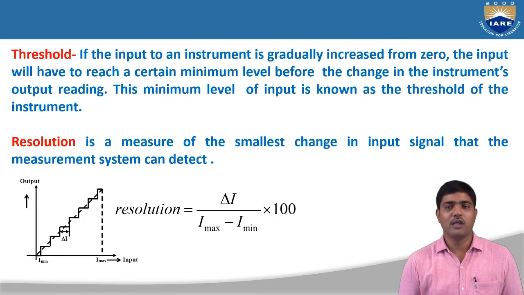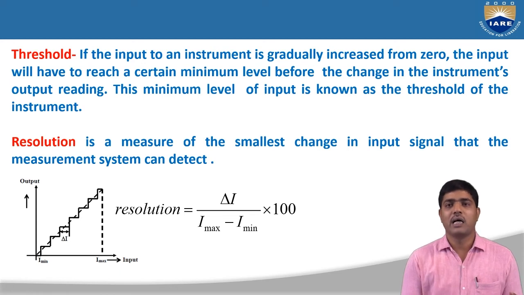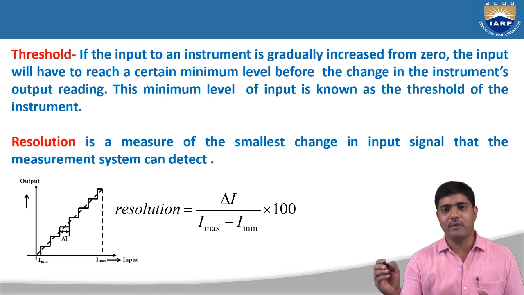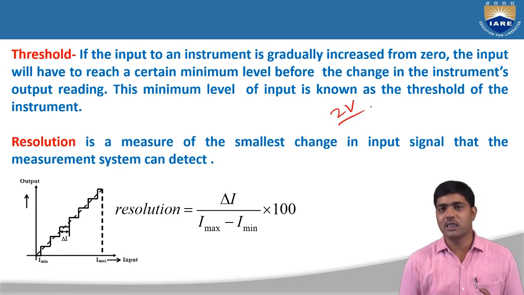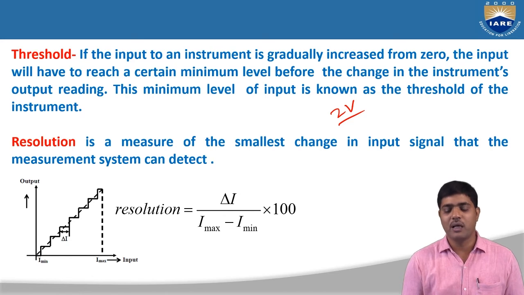Then threshold. If you take any instrument, whenever you are going to measure any physical variable, as soon as you give the input to the instrument, it is not going to read an output value. You have to provide a certain amount of input, then only your instrument is going to respond. So that is what we call the threshold of an instrument. Suppose 2 volts is the threshold value of a measuring instrument. If you give 1 volt as input, the instrument is not going to read any value. It will show the output value as 0.